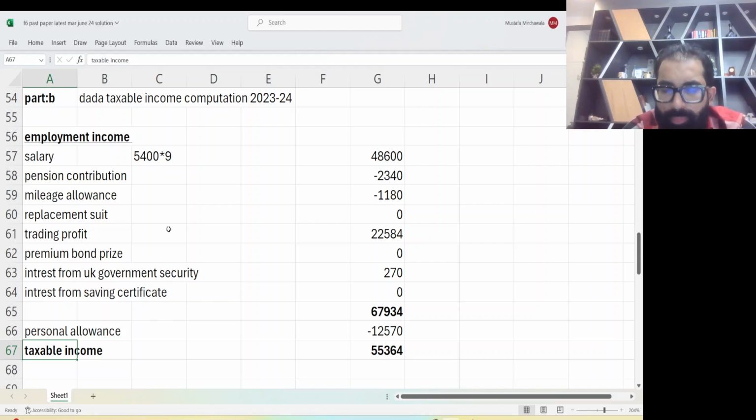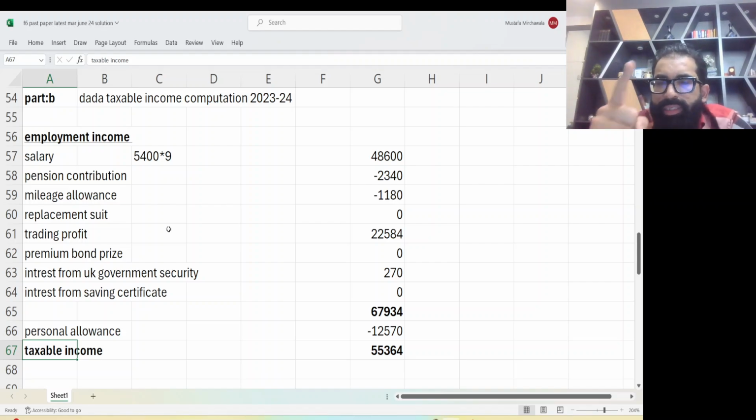Now as a student you may ask one question, it's your right to ask. Sir, why didn't you make two columns, non-savings and interest? Because I don't need to calculate tax in this question. I just have to calculate total taxable income. So this format is well enough. It's excellent. This format is very good for me.